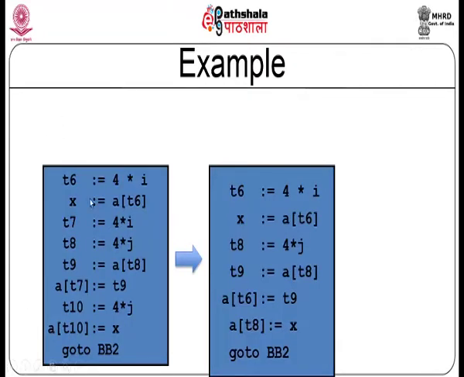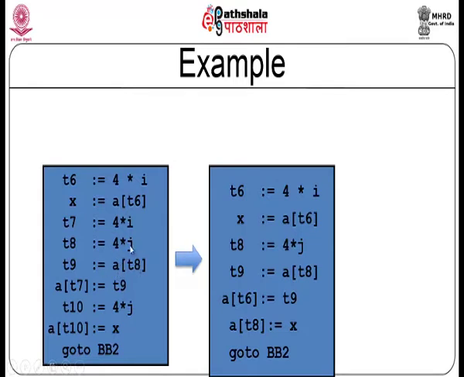So, let us see this. Here T6 is equal to 4 into I, x is equal to A of T6, T7 is equal to 4 into I. Now, T6 and T7 are two expressions. The value of I has not changed between this point and this point. Therefore, we can eliminate that computation, and wherever we are using T7, T6 can be used in its place. So, 4 into I is one common sub-expression available in this particular block.